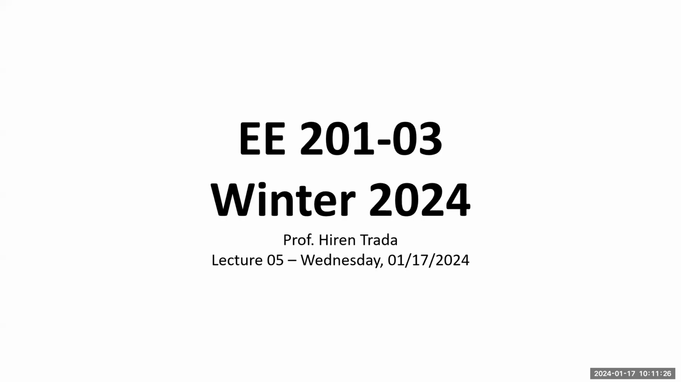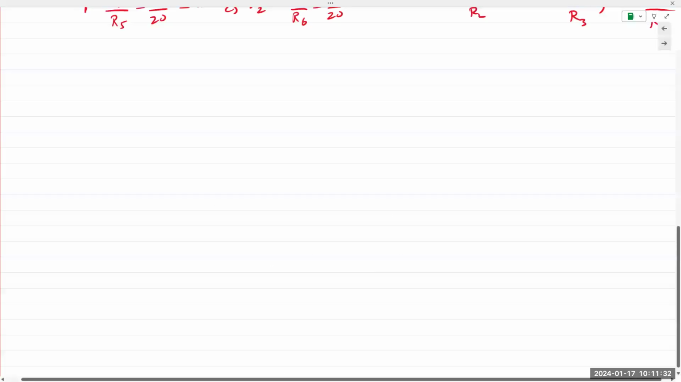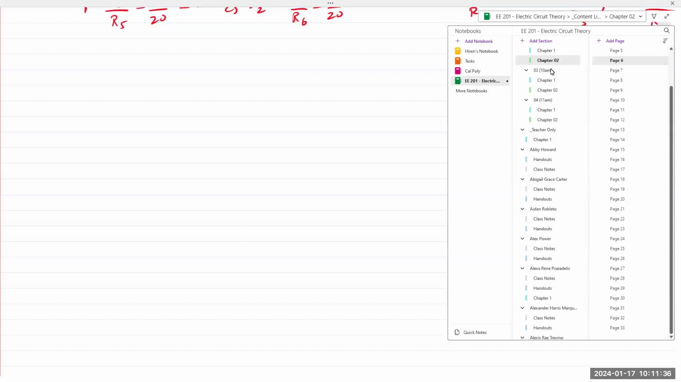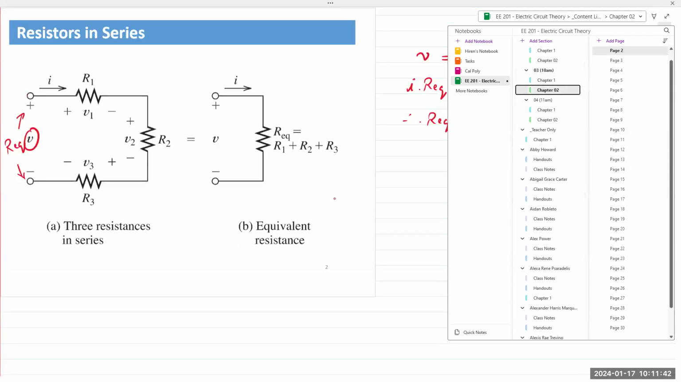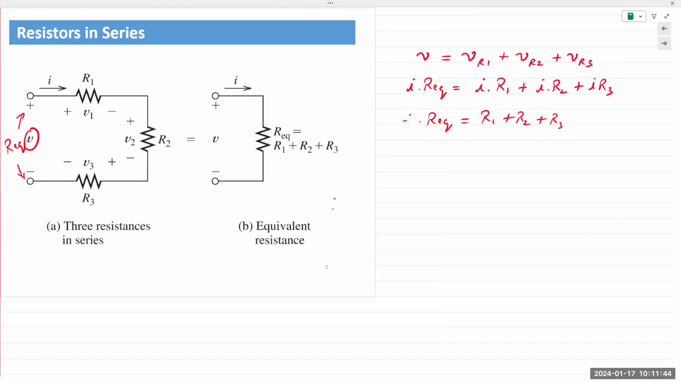Okay, 20103, lecture 5. Let's see, where did we stop? We're doing series parallel equivalence. Chapter 2. This is where we stop. Resistors in series.